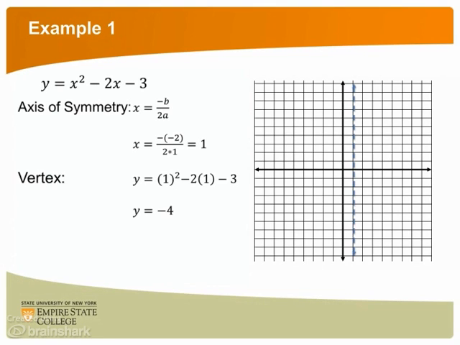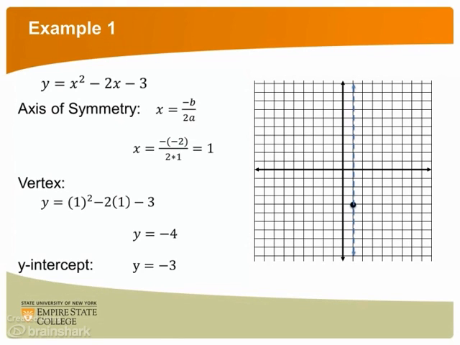Now we want to find the coordinates for the vertex. To do so, we plug the 1 we just found for x into the equation. This gives us a y value of negative 4. Plot the point for the vertex. Now we find our y-intercept. This is just the constant at the end of the equation, so our y-intercept is negative 3. Plot the point for the y-intercept.